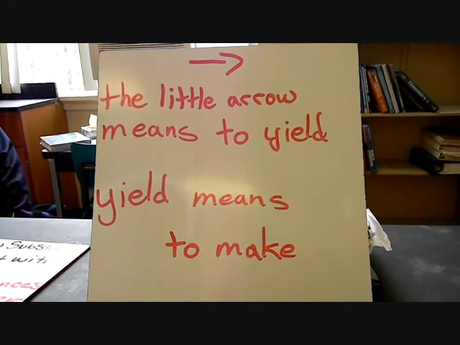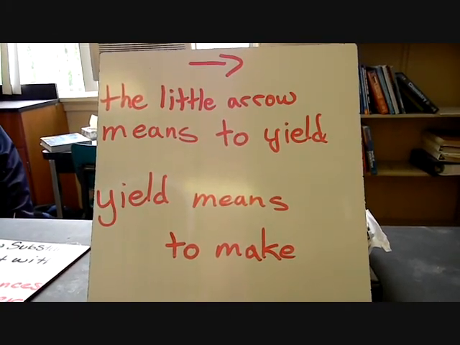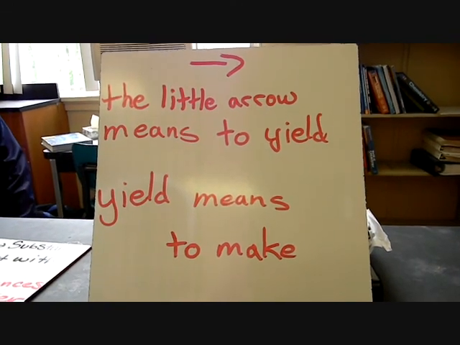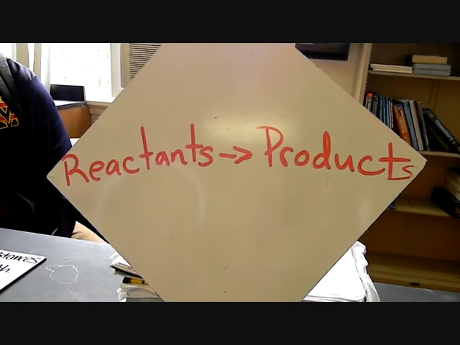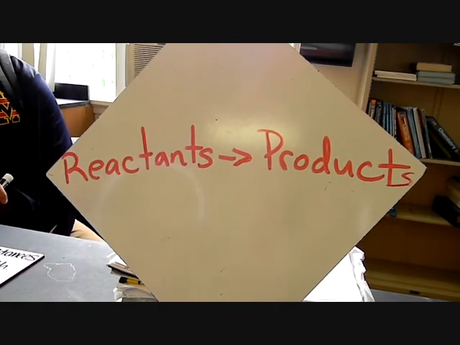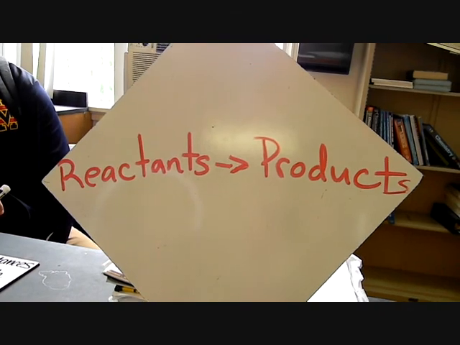The little arrow means to yield. To yield means to make or to form. Using that mentality, we can say reactions yield, make, or form products.